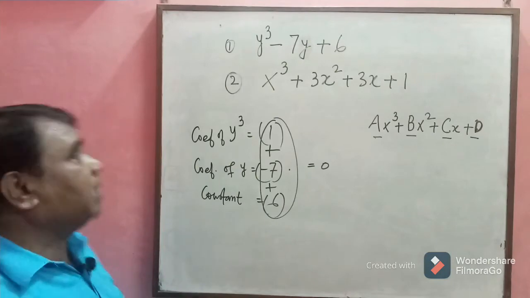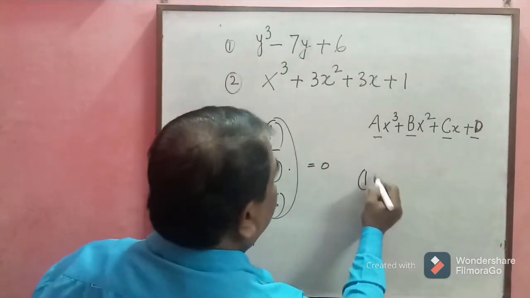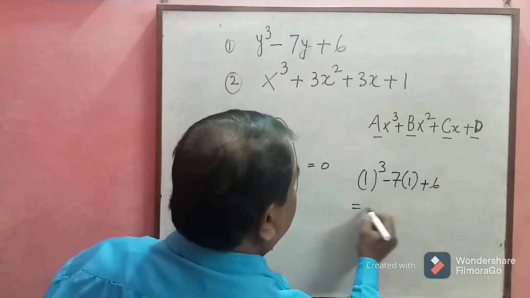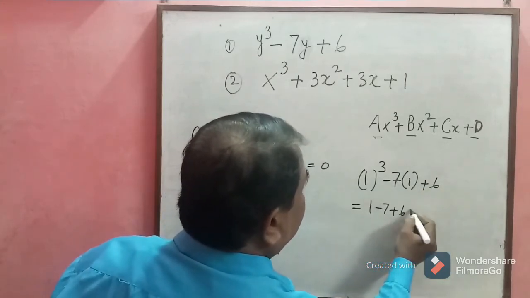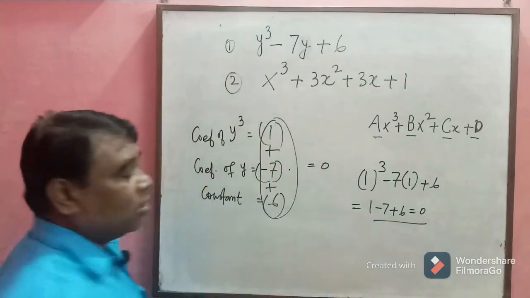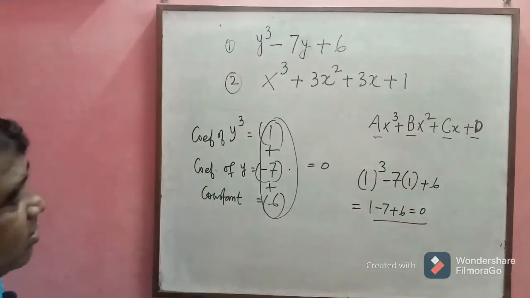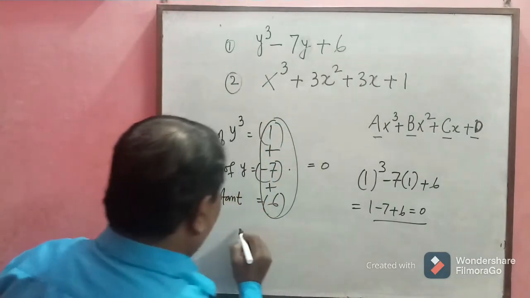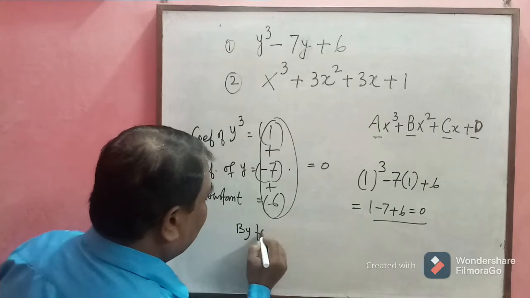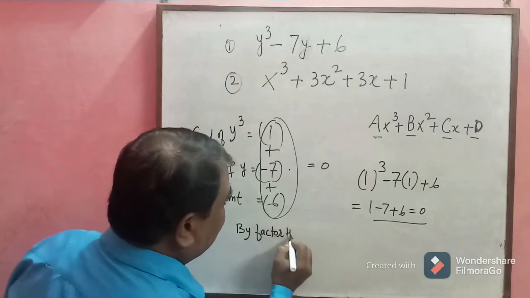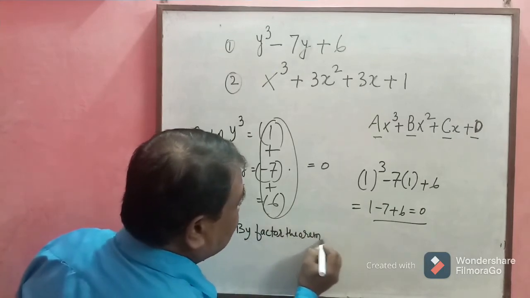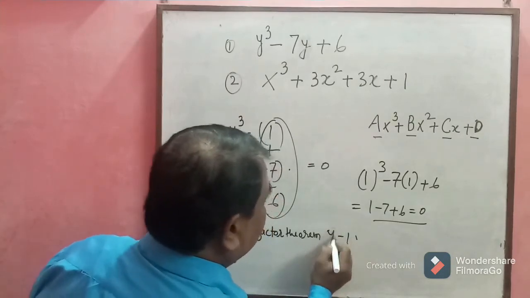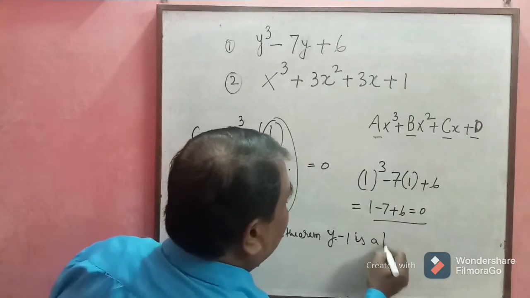If 1 is the 0, that means if I put 1 here, let's say 1 cube minus 7 into 1 plus 6, this is 1 minus 7 plus 6, this is 0. So definitely we have 1 as the 0 of this polynomial. So definitely by factor theorem, y minus 1 is a factor of that polynomial.